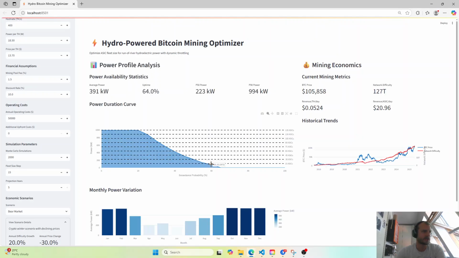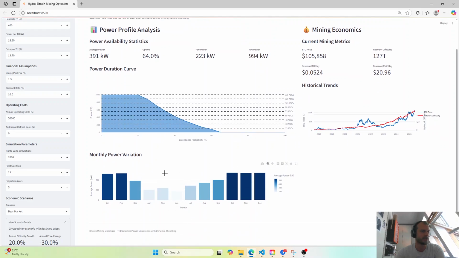So as I said in the beginning, we want to understand what is the most optimal amount of ASICs we need to buy for this particular availability. So this curve you might have seen already from Simon. It's the availability of this specific hydropower station. As you can see, almost 40% of the time there is no electricity. So same you can see here.